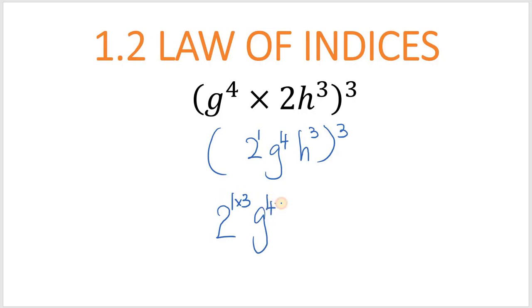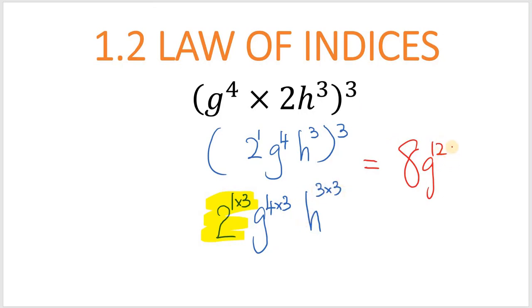g power of 4 times 3, and then h power of 3 times 3. Okay, and then 2 power of 3. The number part, you will have 2 power of 3, so this is equal to 8. Then g power of 4 times 3 will give you g power of 12. And then h power of 3 times 3, 3 times 3 is 9, so you will have h power of 9. So this is the answer.